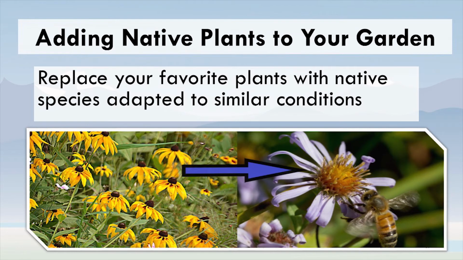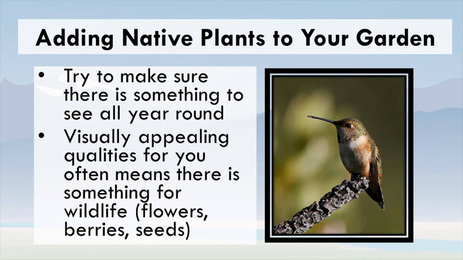Adding native plants to your garden can be as simple as replacing the plants that you already know and love with native species that are adapted to similar conditions. When you're choosing your plants, try to make sure there's something to see all year round, whether it's flowers, berries, seeds, or even foliage. Remember, visually appealing qualities for you often means something for wildlife. If you're unsure, just look to nature for inspiration. Look around, see what's growing naturally nearby.